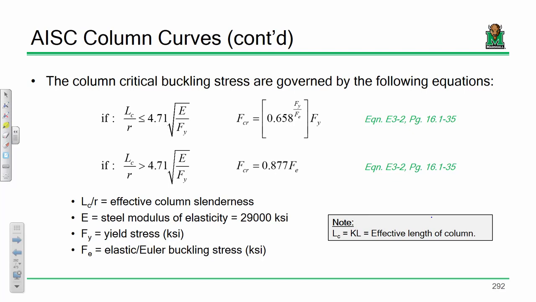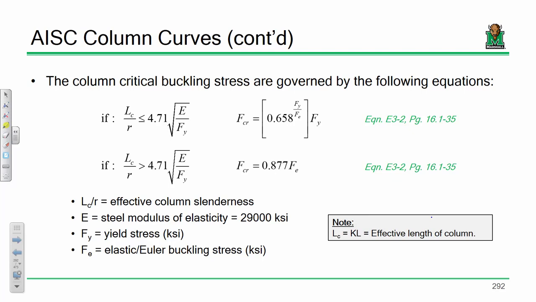See this right here? This is 0.658, and it is raised to this fraction. This is an exponent. So you take Fy divided by Fe, and if that was 2, it'd be 0.658 raised to the 2, not 0.658 times 2. So make sure that you're aware that that's an exponent. You're not multiplying by that fraction. That's a very easy mistake to make when you're first doing this.